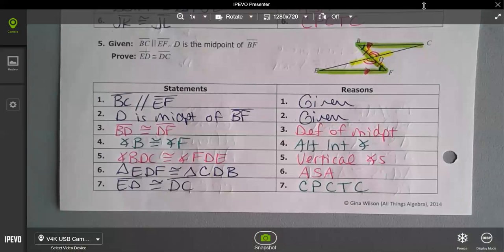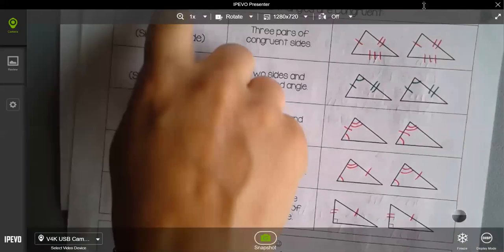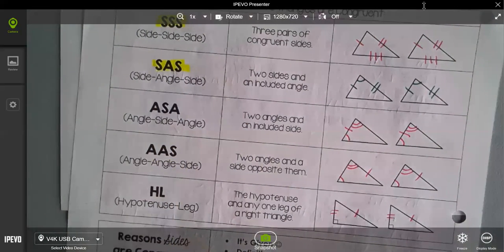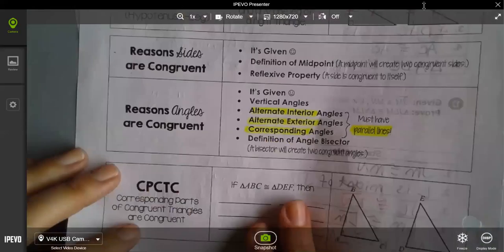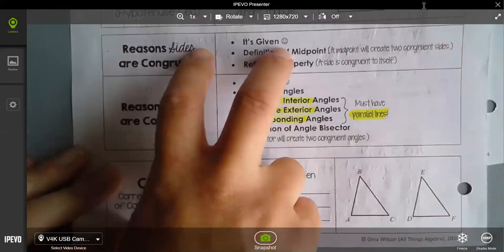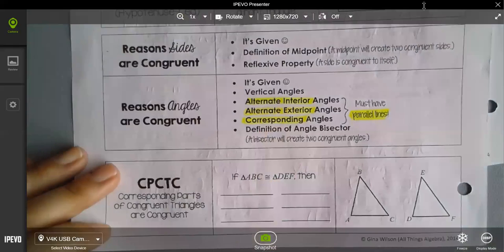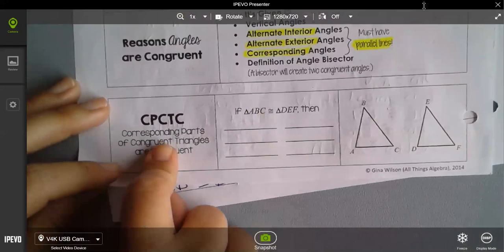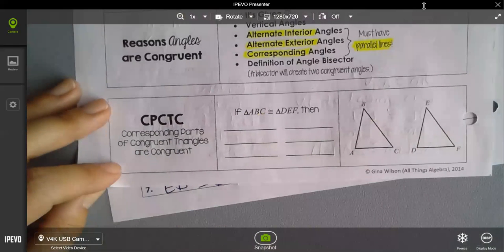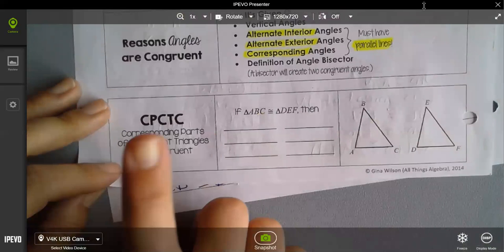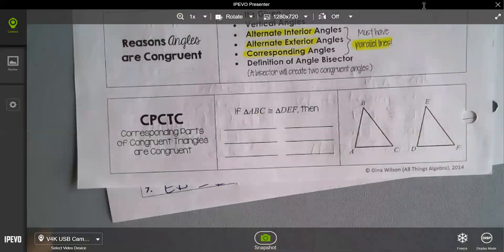All right, let me go back to 2 days ago, that kind of graphic organizer that I gave you, right? With all of the ways, all 5 ways that we can prove that triangles are congruent. Okay, some common reasons that we use for different sides and angles. And then right at the bottom, CPCTC. Corresponding parts of congruent triangles are congruent.